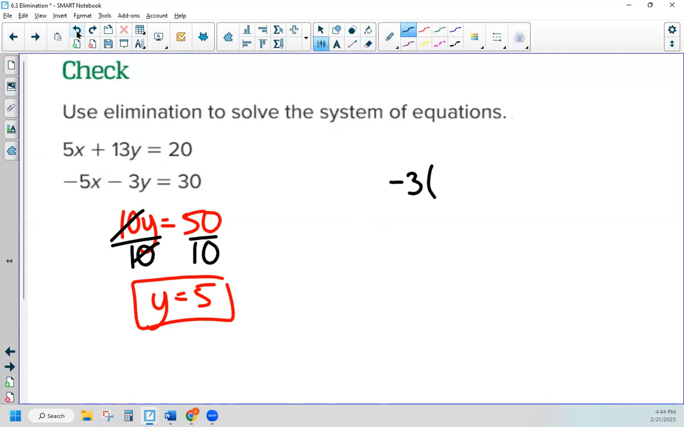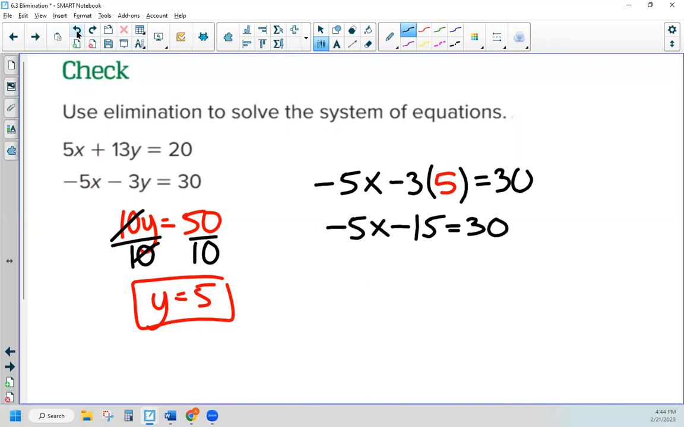Silly me. I don't know x. I do know y. So I'm going to plug in y there. Remember, the parentheses is going to be a space for the number that you already know, right? So you could see now from my equation, the only thing I still don't know is the x. All right, so we got -5x minus 3 times 5 is 15 equals 30.